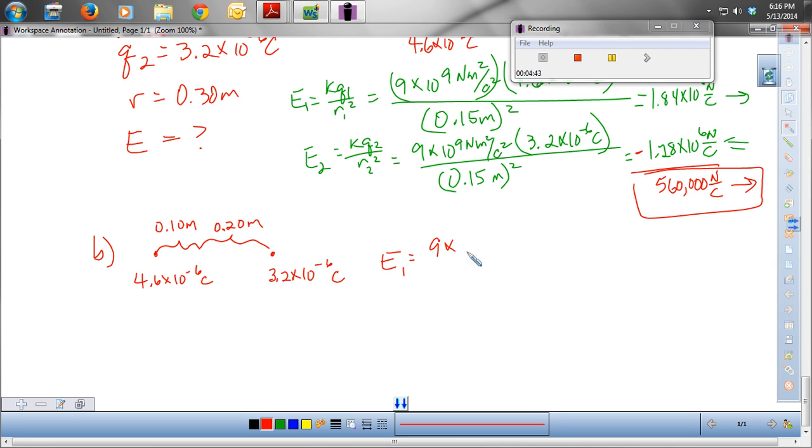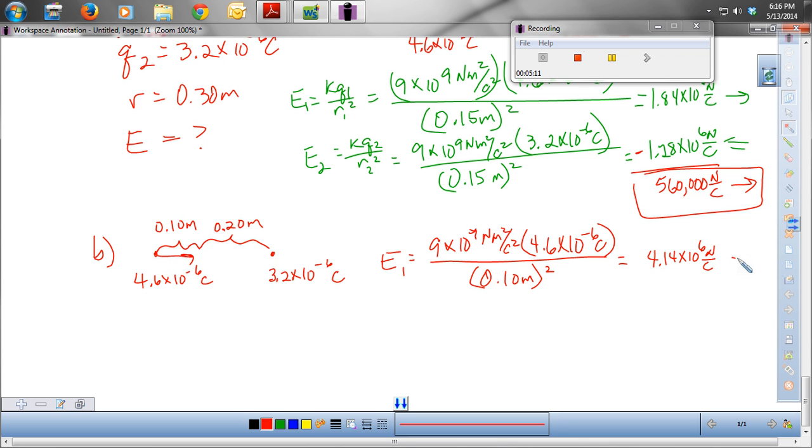9 times 10 to the 9th, times 4.6 times 10 to the minus 6 over 0.10 meters squared. And when I did that, I got 4.14 times 10 to the 6th. And it's away from this positive charge, so that would be to the right.